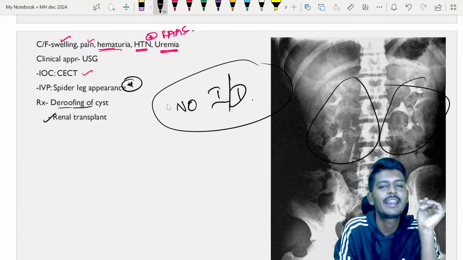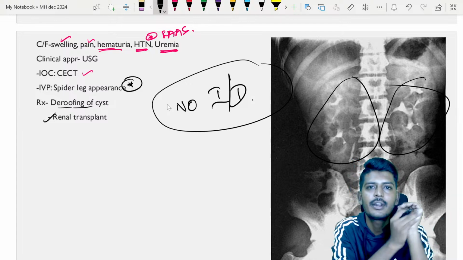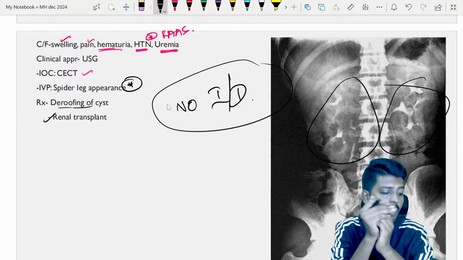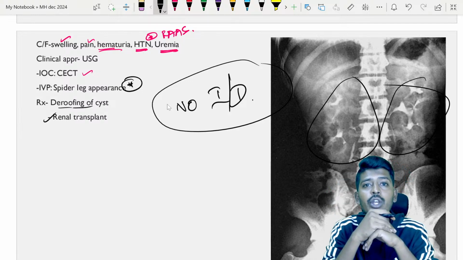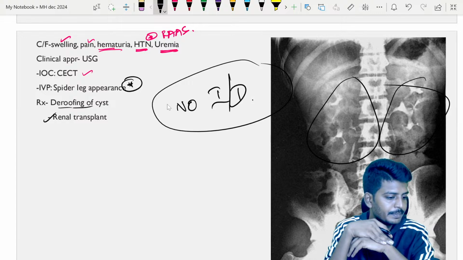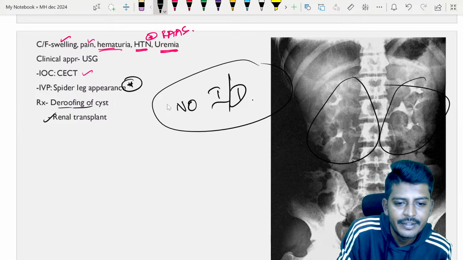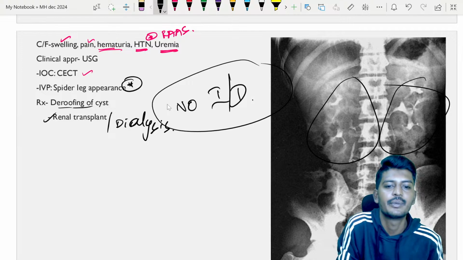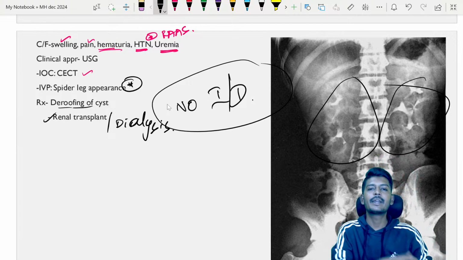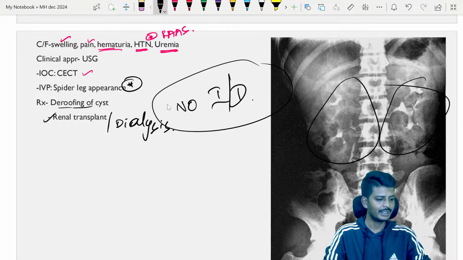Best treatment is renal transplant. Do you get kidneys on the street? Is it possible? No. So what to do? Will you tell the patient, go get lost, bring your own kidney, then we will put it in? Before renal transplant, my dear students, dialysis. Why dialysis? Because kidney function has to be replaced. Exactly. Dialysis followed by renal transplant.